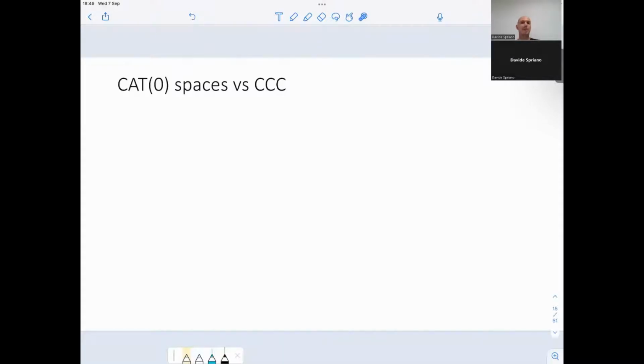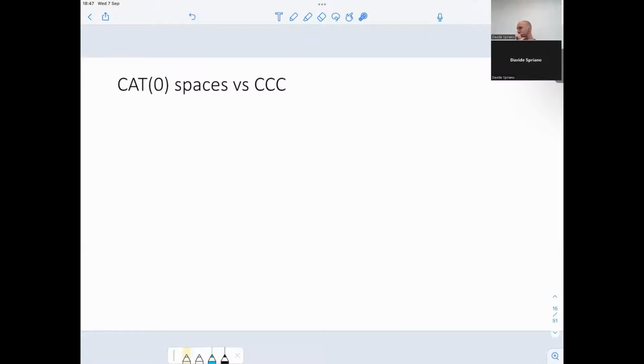So I assume you're all familiar with CAT(0) spaces and CAT(0) cube complexes. If not, or if you would like a refresher, please go and watch the previous video. Clearly those two classes are different. CAT(0) cube complexes have extra structure. It's easy to find some CAT(0) space that is not a CAT(0) cube complex.